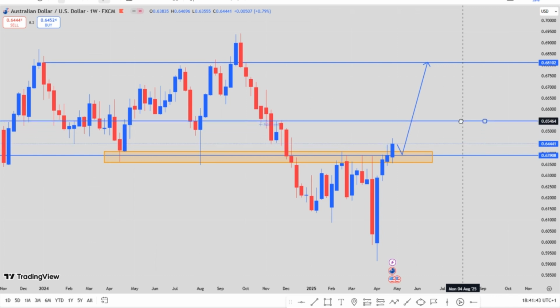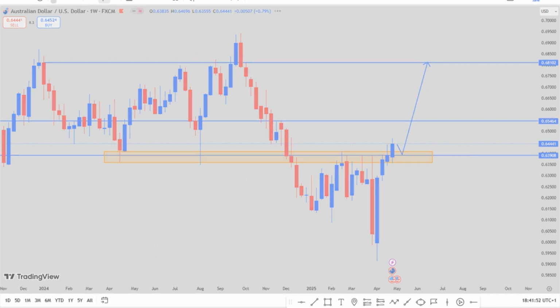Our first target is this level. So this week is our target for the Australia USD. We expect Australia USD to move to this next resistance level this week. So let's look at the daily chart of the Australia USD.